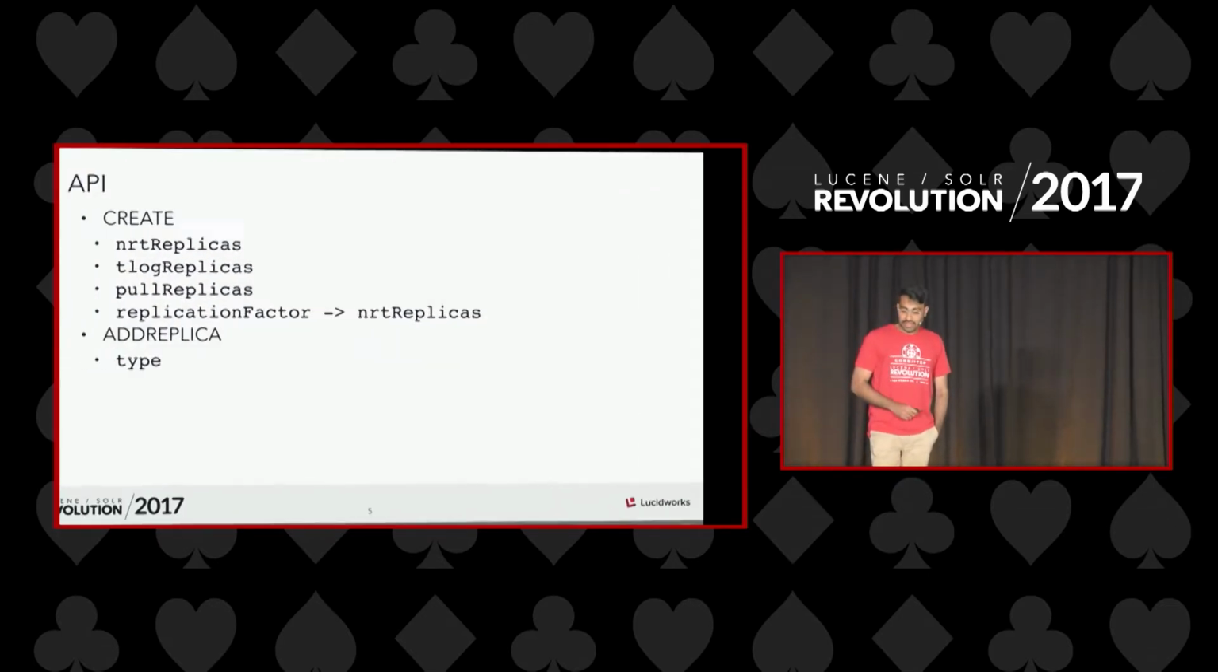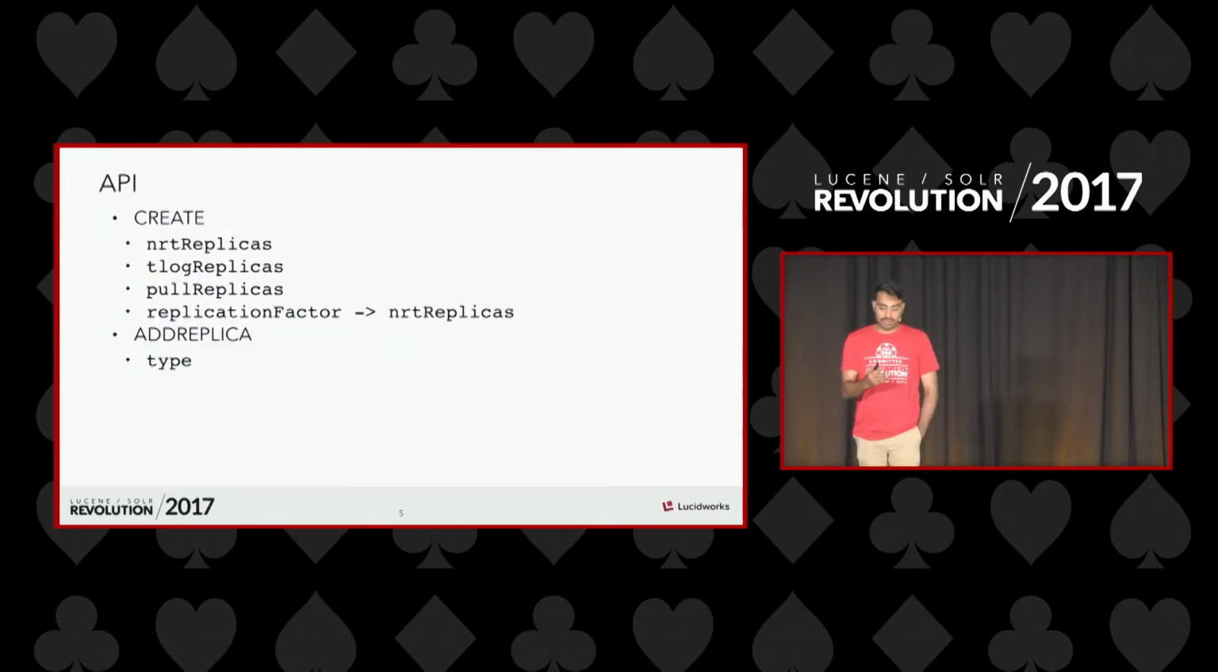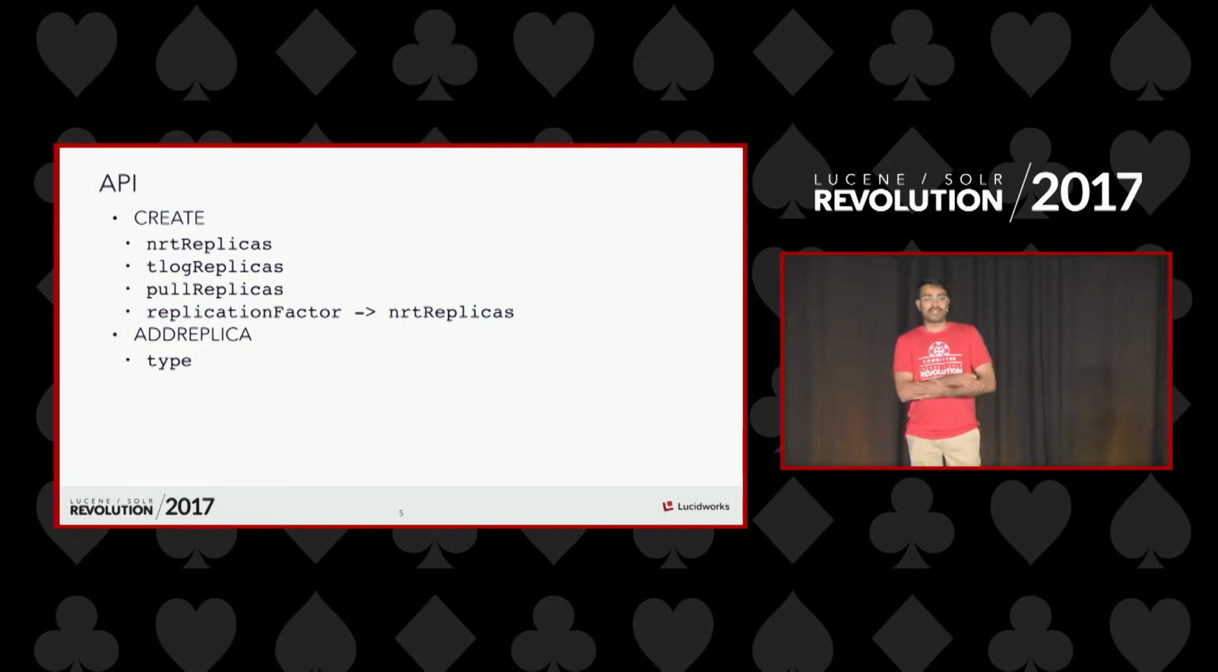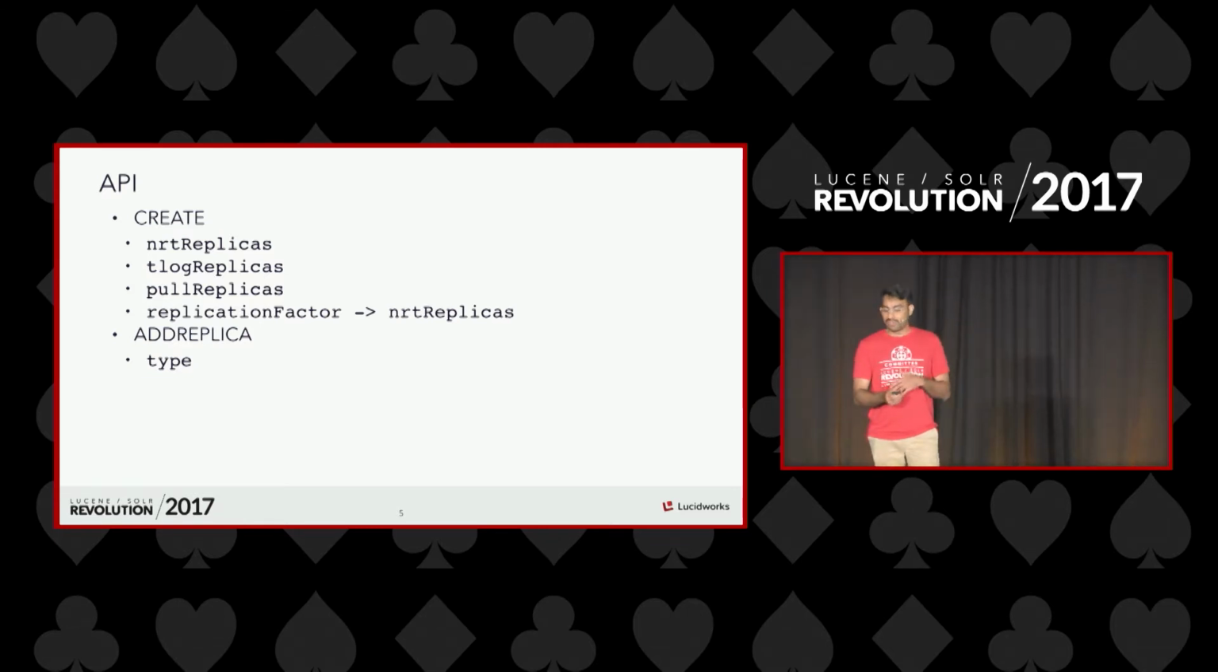To use this, you can use these parameters instead of one parameter called replication factor. We have 3 new parameters, one for each of these. And when you do an add replica, you can just pass a type, and it'll create that replica.